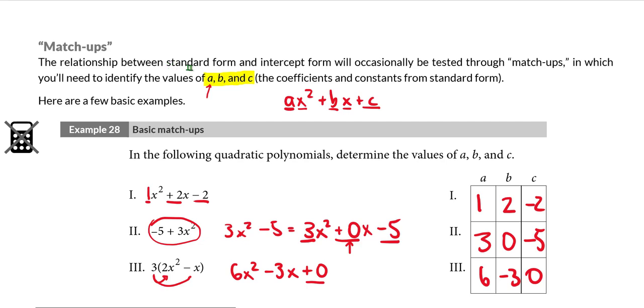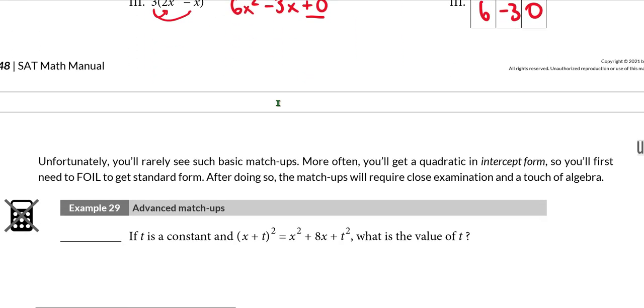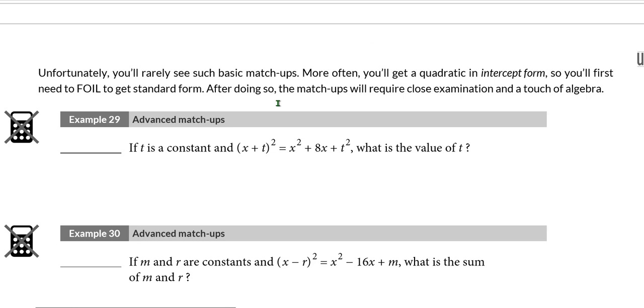But where matchups get a little bit trickier is in cases like examples 29 and 30, where it's not necessarily so obvious right away what our A, our B, and our C values are. I'm going to actually write down a little tip-off clue. When you see an equation in which you have standard form on one side of an equal sign, and you have factored or intercept form, so let's say you have x plus or minus some number, and another x plus or minus some number.